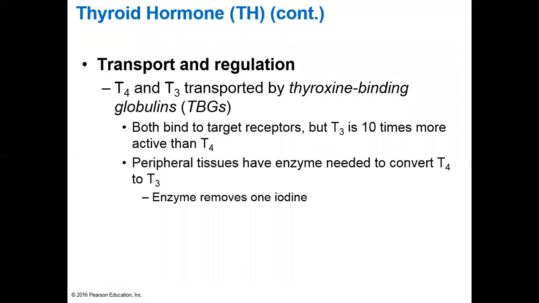Okay, anyway, so let's see. These are transported by proteins, so thyroxine binding globulins. Remember, we said that hormones can travel either bound to proteins or free in the blood. And so these are bound to a protein. This part is just kind of interesting. Whenever we have to convert it into T3, T4 can be converted into T3, as I mentioned. We just take off an iodine. It's literally just removing an iodine. So both of them bind to their target cells, but T3 is 10 times more active than T4. So if we have T4 circulating and we remove one of the iodines, it becomes T3, which has a stronger affinity.